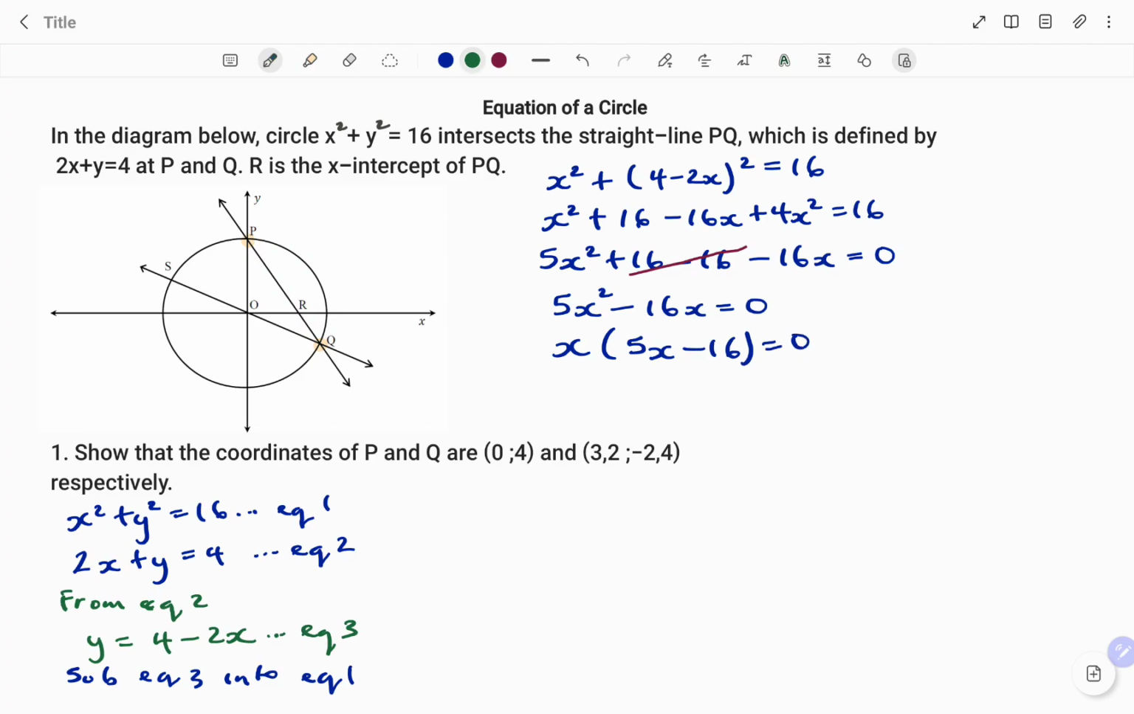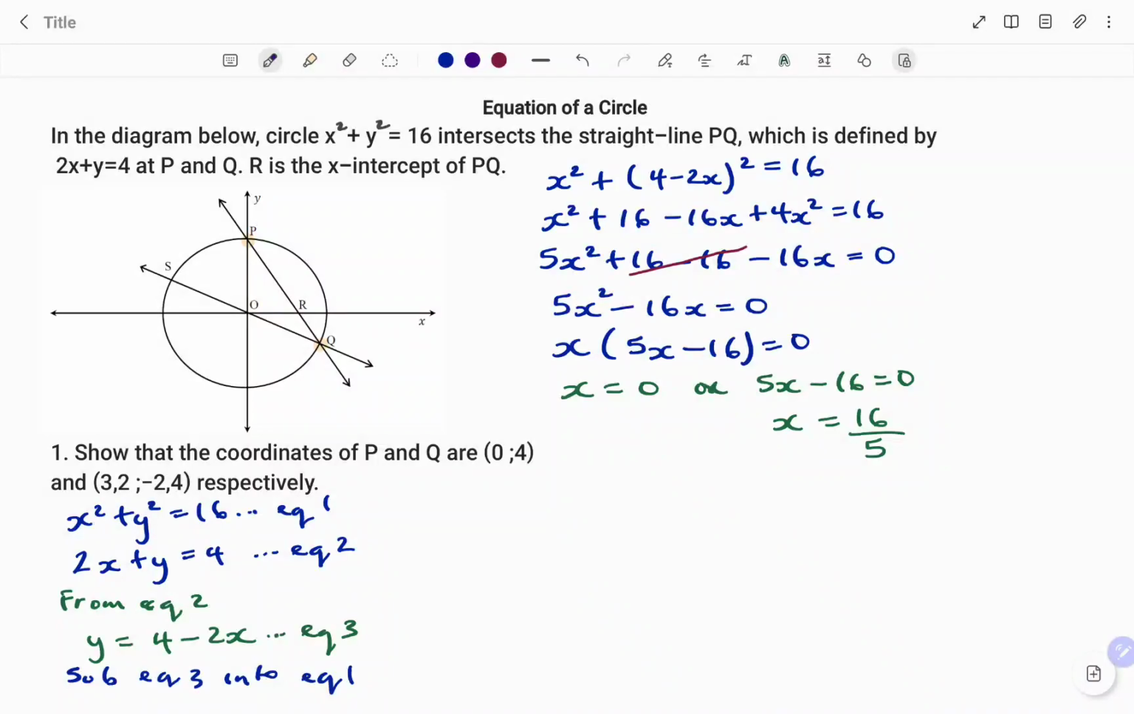So from here, I have x equals 0, or 5x minus 16 equals 0. So therefore x, making x the subject of the formula, I move my negative 16 to the right. That's positive 16 divided by 5. So therefore, for each value of x, I'm going to find the corresponding value of y.